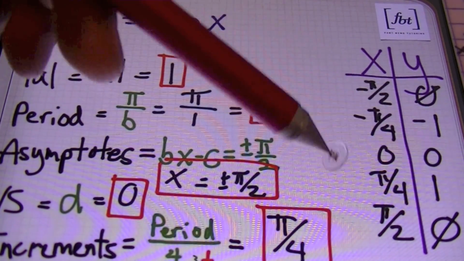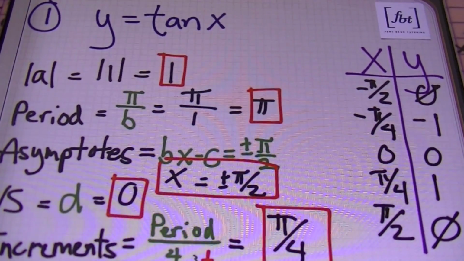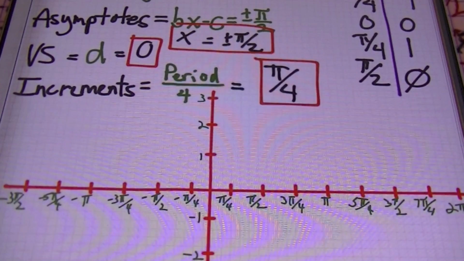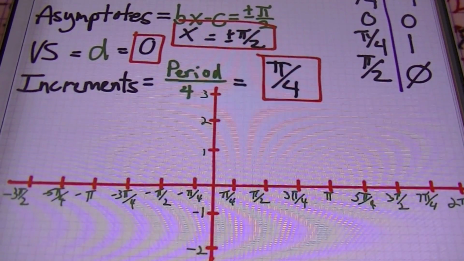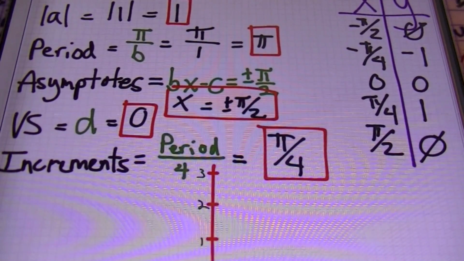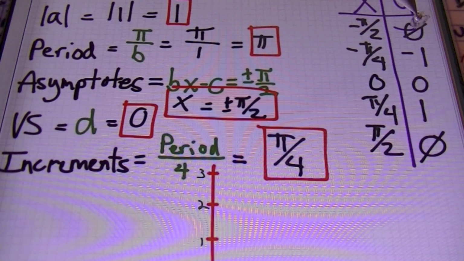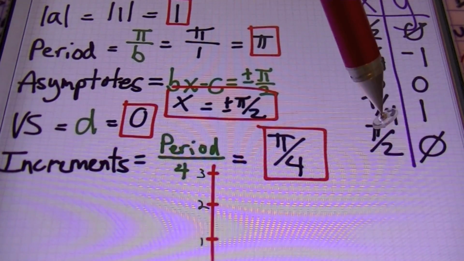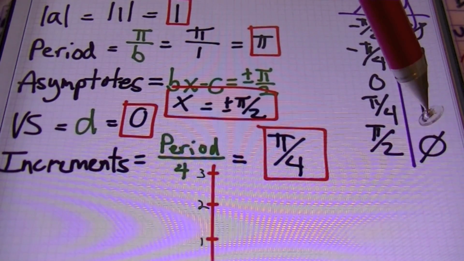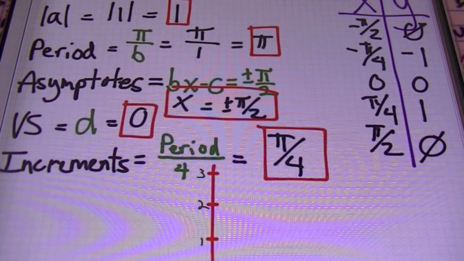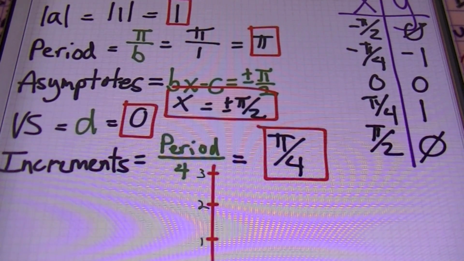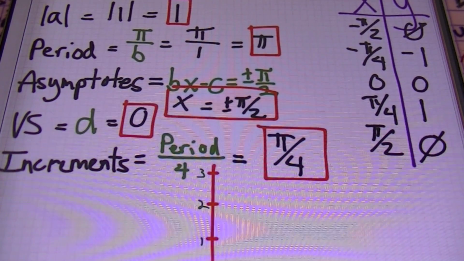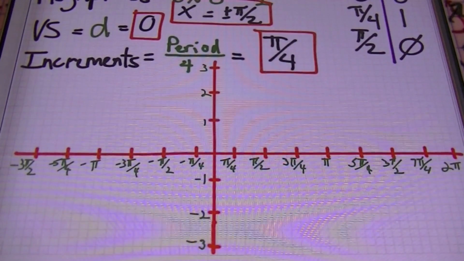Once we have completed the XY chart, you're going to plot those values, and we'll always start with our asymptotes. Remember that at negative pi over 2 here, our y value is undefined. That's going to be an asymptote. At pi over 2, it's undefined. That's another asymptote. So in other words, wherever you have an undefined value on your XY chart, that's going to be where your asymptotes will lie. So let's go ahead and graph that.